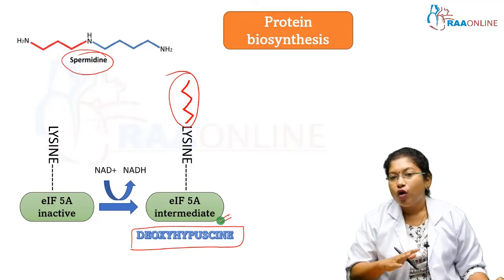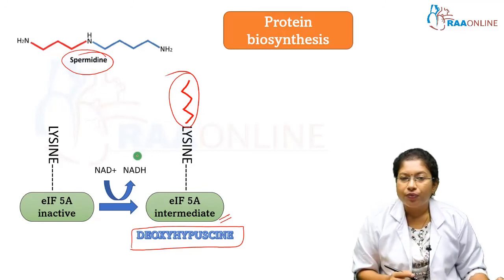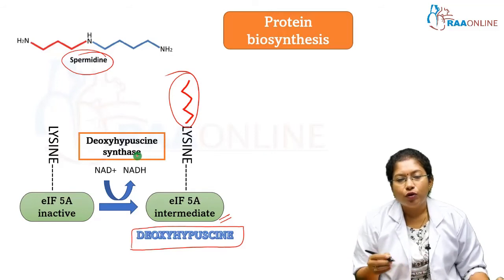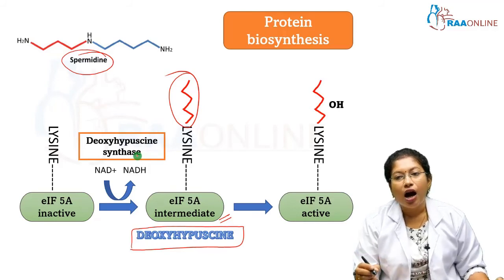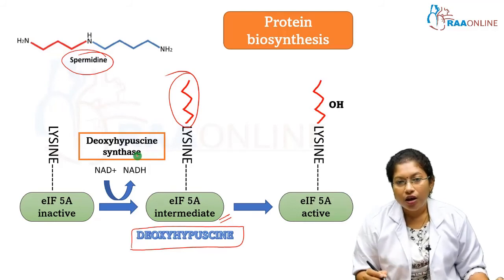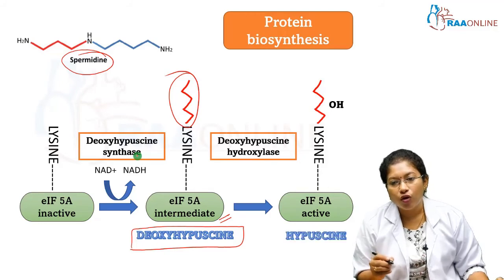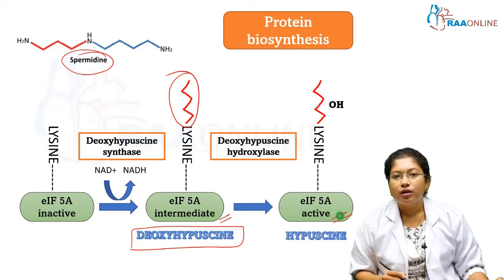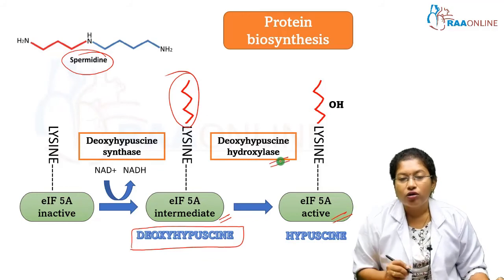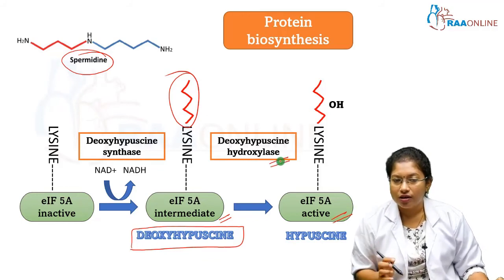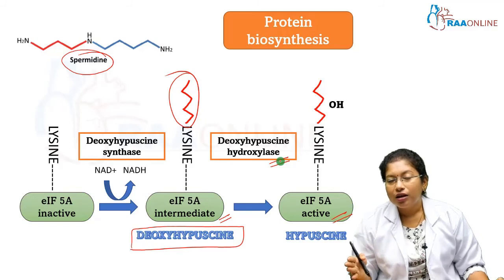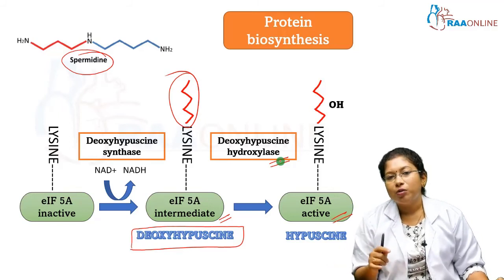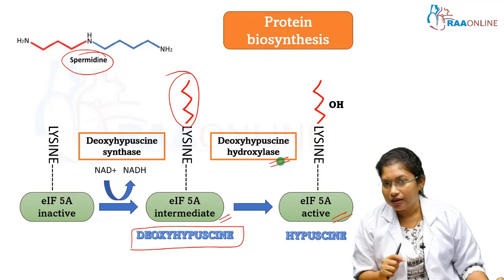So you have done this using deoxyhypusine synthase. Next, you are adding a hydroxyl group. This is the original hypusine compound, which is active. You are adding a hydroxyl group, so the enzyme is a hydroxylase. The intermediate is deoxyhypusine, and the enzyme that forms it is deoxyhypusine synthase. Last, you are adding the hydroxyl group, and the enzyme is deoxyhypusine hydroxylase.